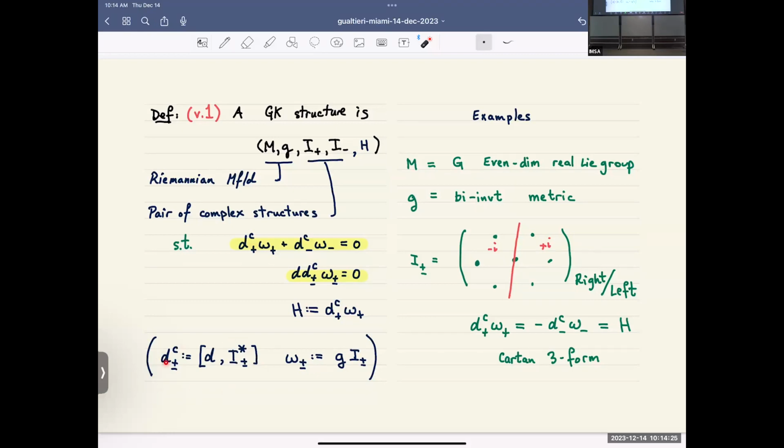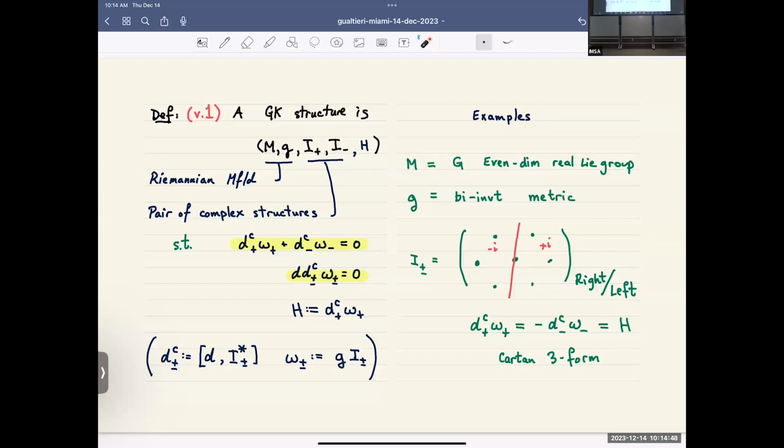Here I'm just reminding you what d^c is. It's the other real operator that you get. It's like i del bar minus del. And I'm reminding you what a Hermitian form is. It's just the contraction of the metric with the complex structure. So this is it. So this replaces the equation in Kahler geometry, which says d omega equals 0. Okay, that's what this replaces.